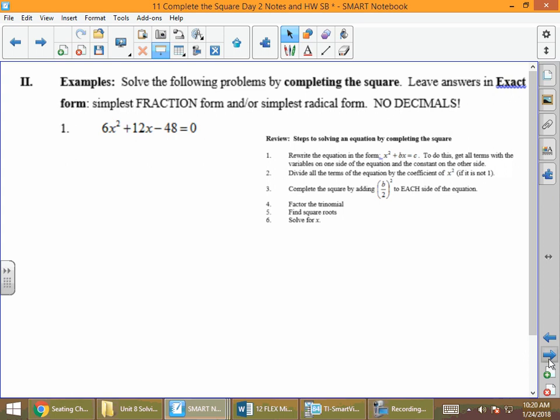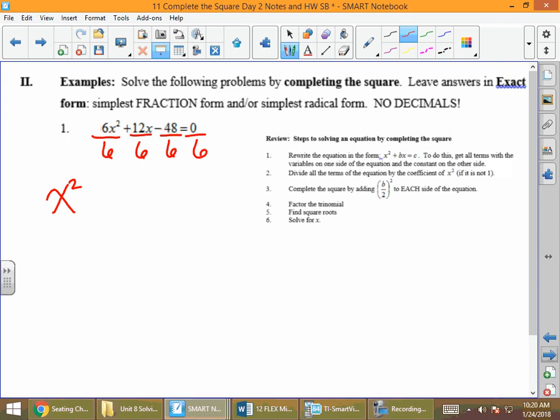As we look at problem number 1, our first example, 6x squared plus 12x minus 48, we cannot complete the square when the equation is written like this. So I'm going to divide every term in here by 6, including the 0. But 0 divided by 6 is still 0. So we end up with x squared plus 2x minus 8 equals 0. The number in front of the x squared term is positive 1, which is what we want.